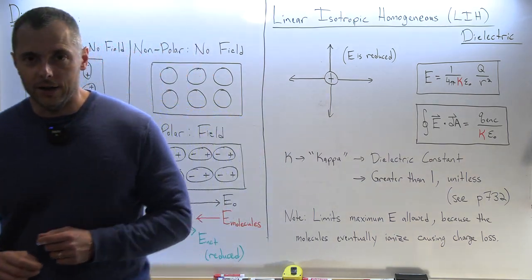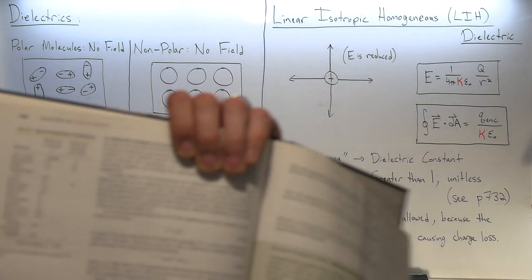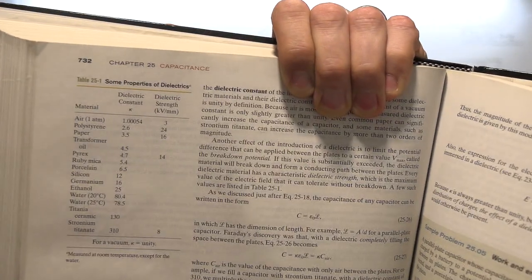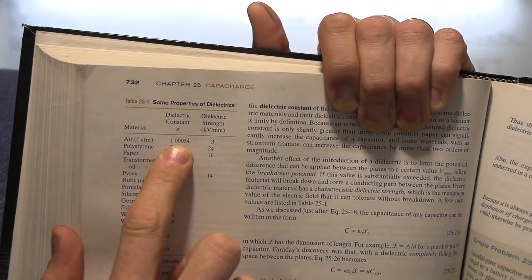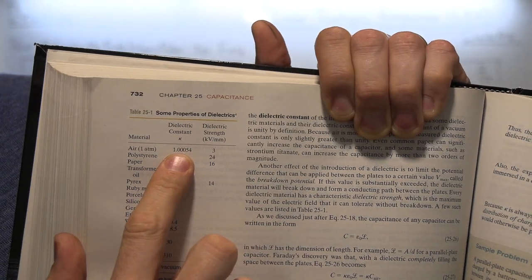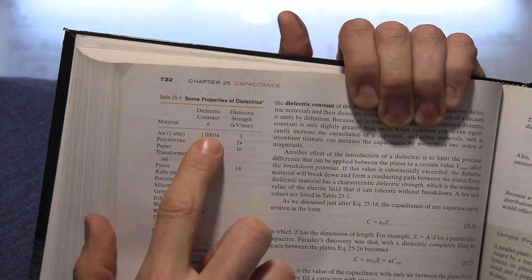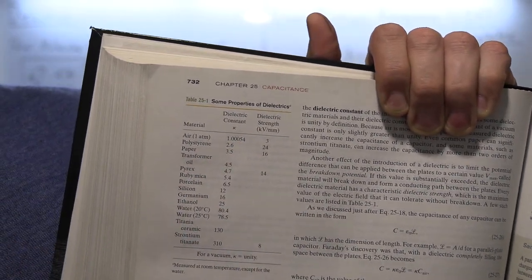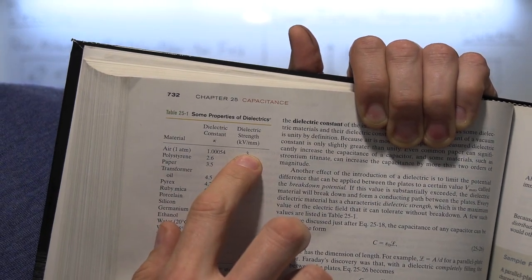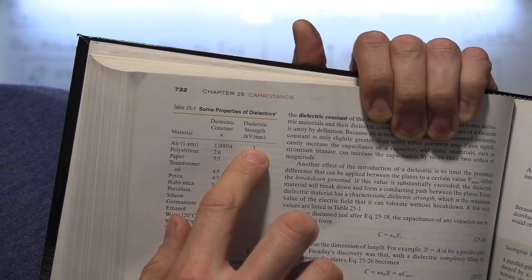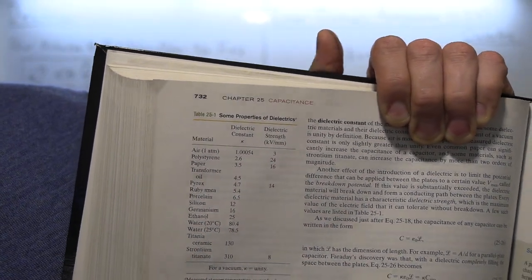Okay, so the table on page 732, so let me just hold up our textbook here. You can see that for air, the dielectric constant is approximately 1.0, which means air doesn't really affect the electric field by much. It's slightly more than 1, so air reduces the electric field by a little bit. And also you see this dielectric strength. So this tells you the maximum electric field before we get a spark. I talked about that in the Van de Graaff generator video.